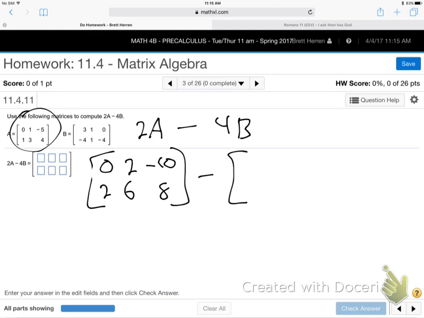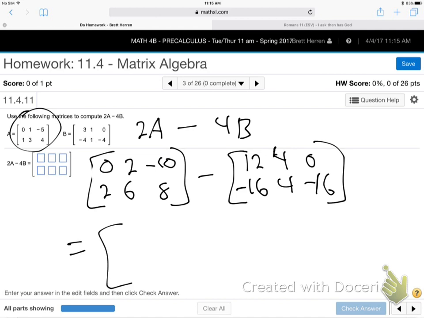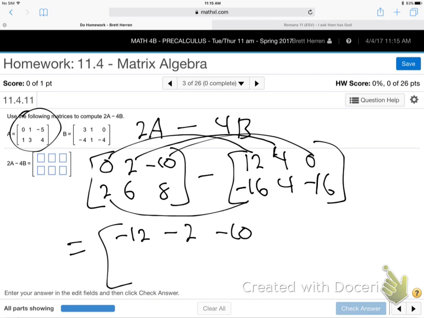Take away, then, 4 times matrix B would be 12, 4, 0, negative 16, 4, negative 16. To do that right. And now we subtract them, entry by entry. 0 minus 12 is negative 12. 2 minus 4 is negative 2. Minus 10 minus 0 is minus 10. 2 minus 16 is actually add 16, so 18. 6 minus 4 is 2. 8 minus a minus 16 is add 16, that's 24. I think I got it.